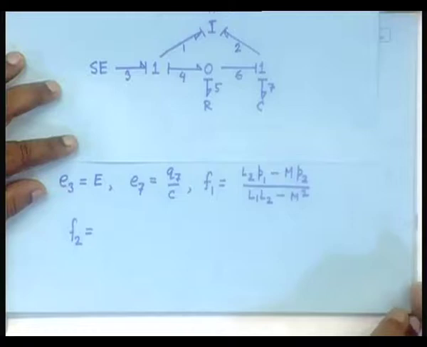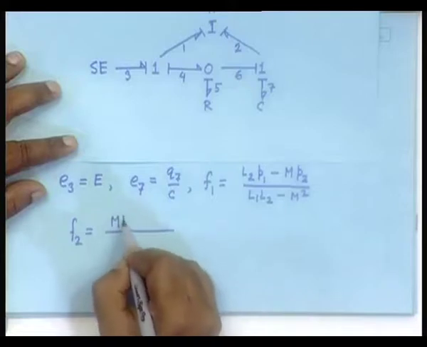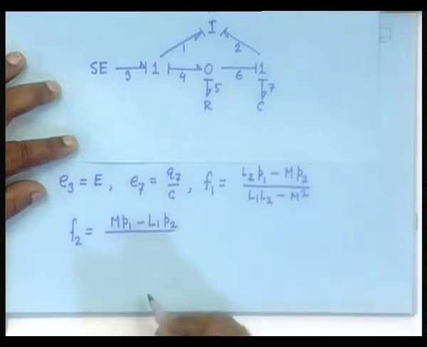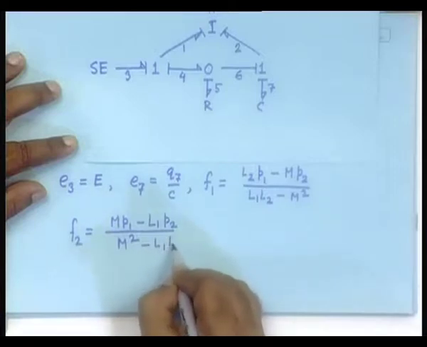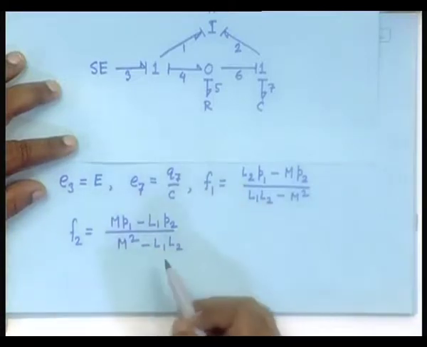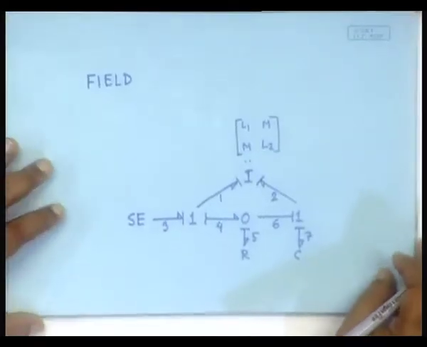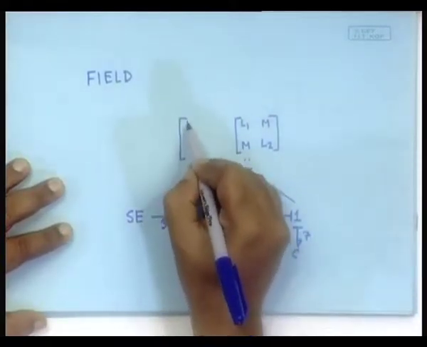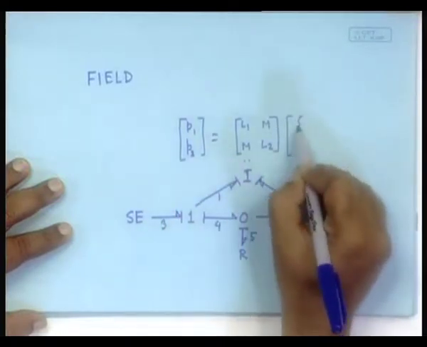Let us check that. F2 will turn out to be M P1 minus L1 P2 divided by M square minus L1 L2. So, these 2 can be obtained from the original equation. Let me write down the original equation so that you can feel comfortable with it. What we said was, here the relationship is P1, P2 would be times F1, F2.